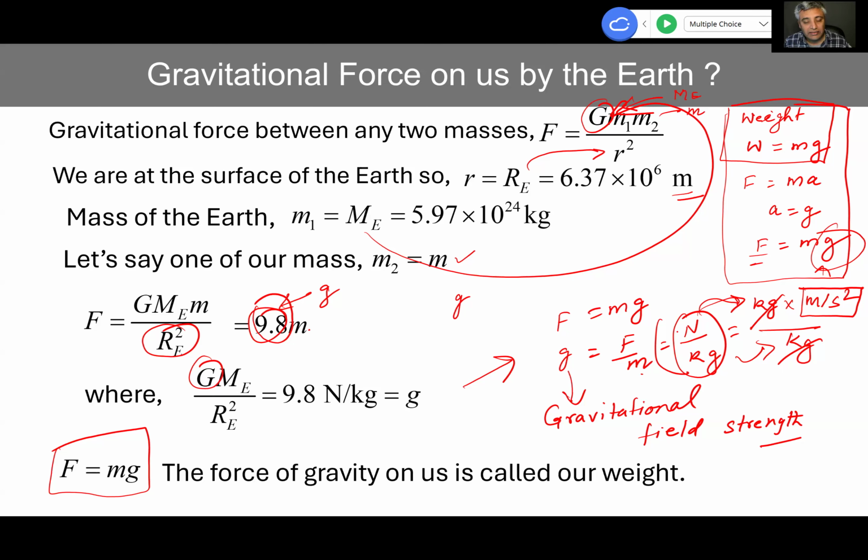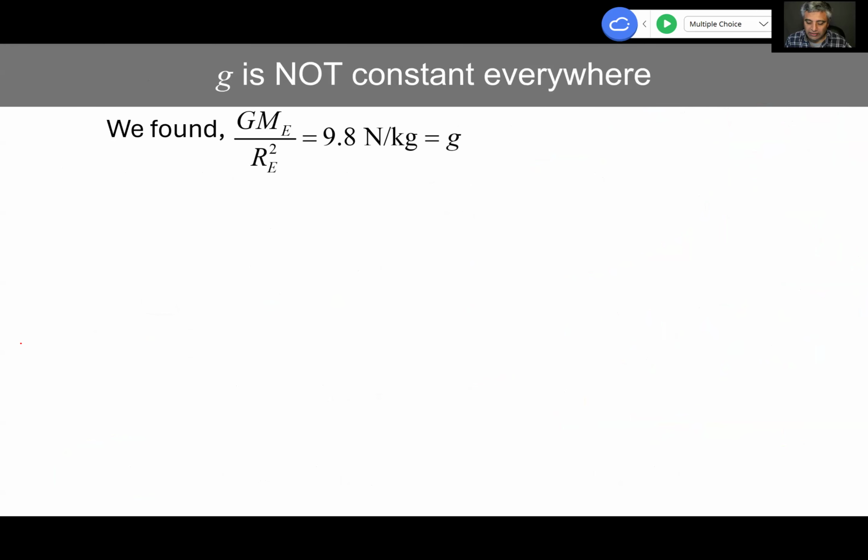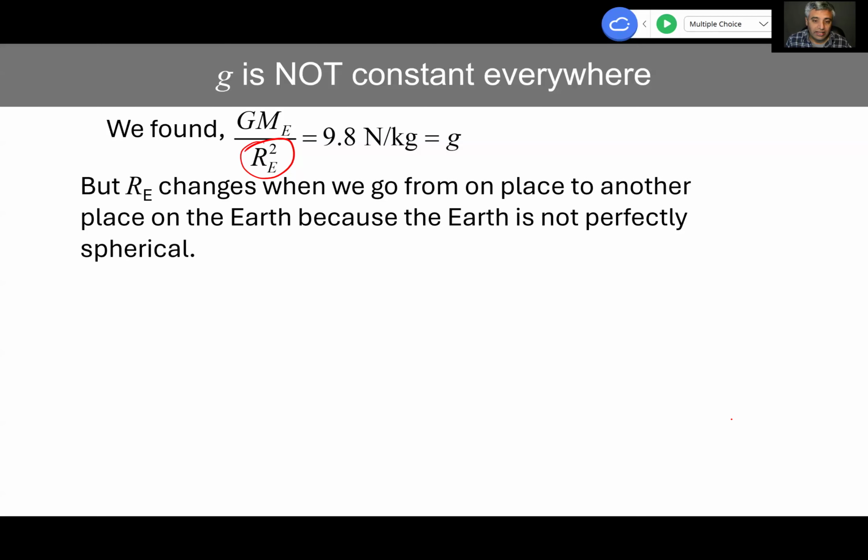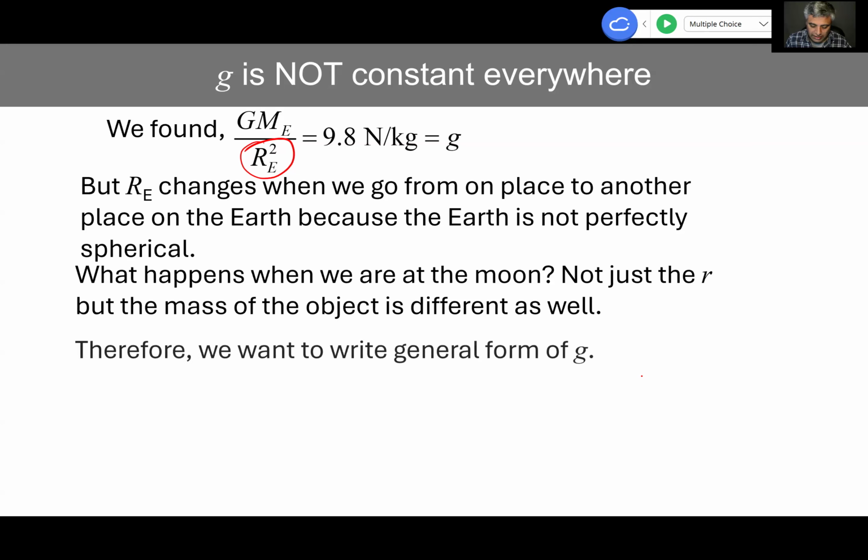And what is the meaning of g? The g is not always 9.8. Lowercase g is 9.8 only when it is near the Earth's surface. If we go above the Earth's surface, what's going to happen? Now the separation distance is not equal to the radius of the Earth. It's going to be the radius of the Earth plus whatever height we go from the surface of the Earth. So that's what we want to write now.